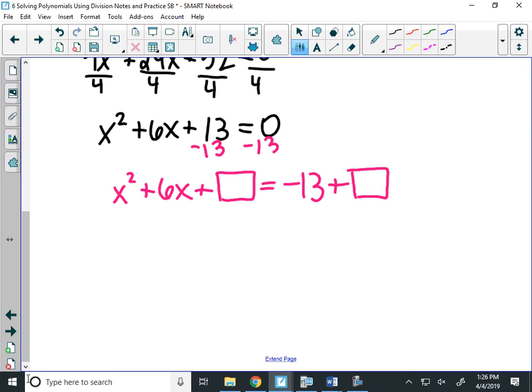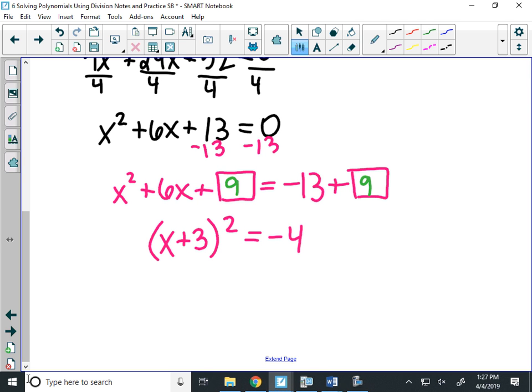And then Jamie's right. To fill in the box, you take half of the 6, which is 3, and you square it. So it'll be 9 on both sides. Now for the left, this factors into a perfect square trinomial, which we always did as a shortcut, because it's going to factor into 2 of the same things. X plus 3 equals -4.